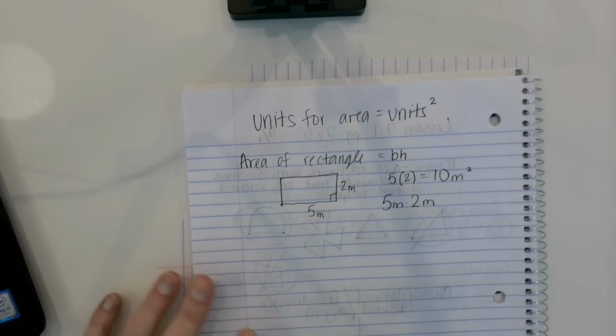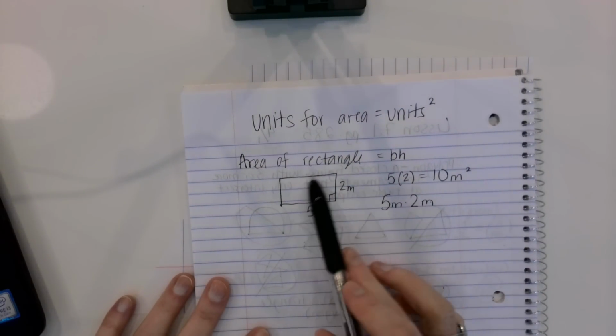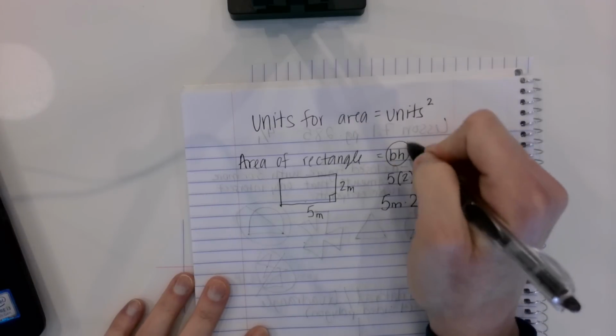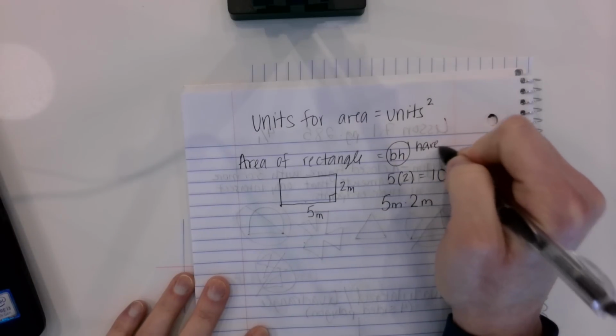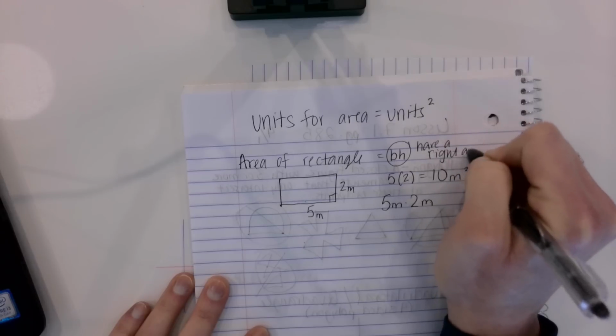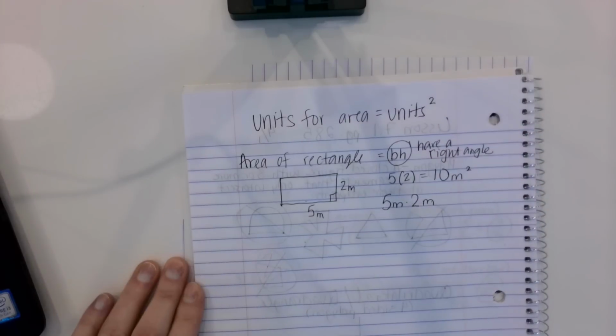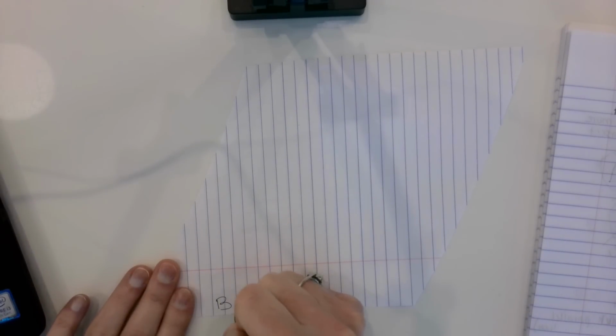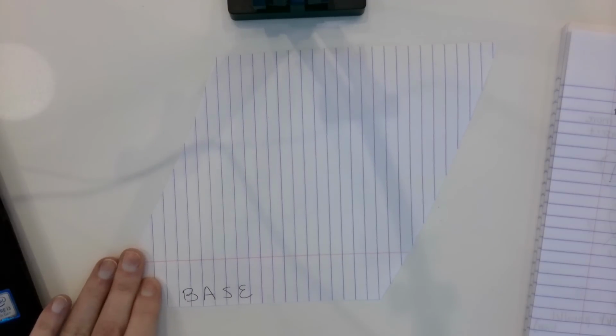All right, so keeping along with this and knowing that that base and the height have to form a right angle, how would I find the area of this parallelogram here? Again, I need to find that right angle. So if this down here was my base, where is my height going to be that would form a right angle with this?